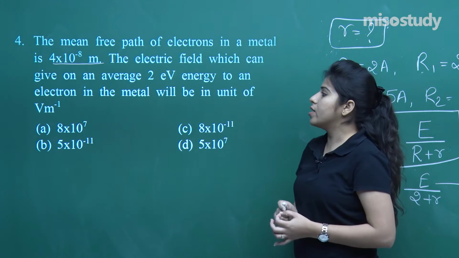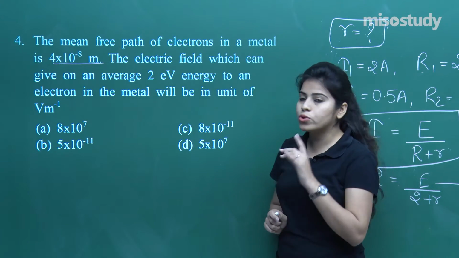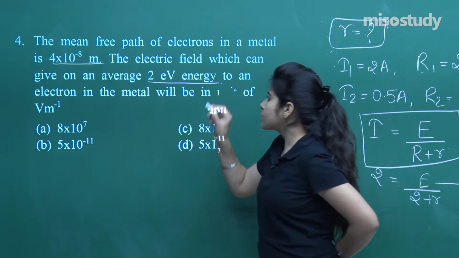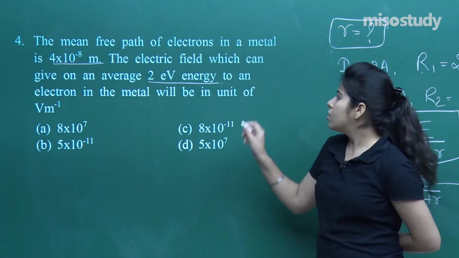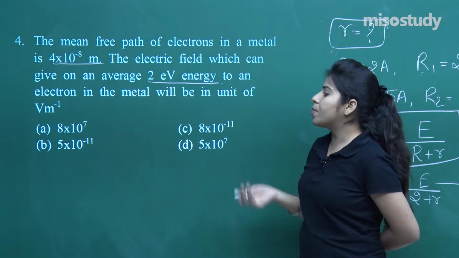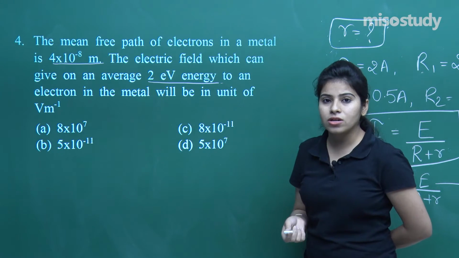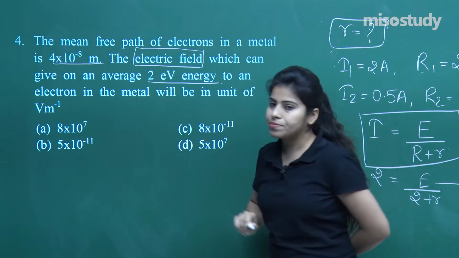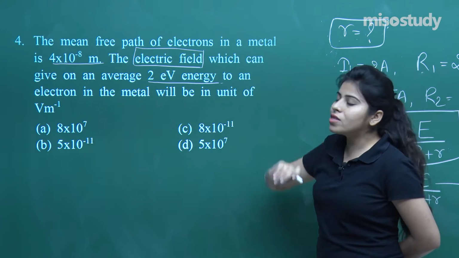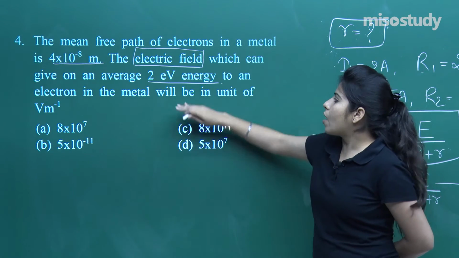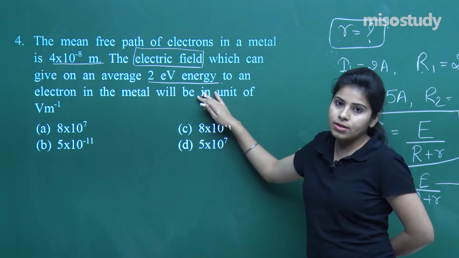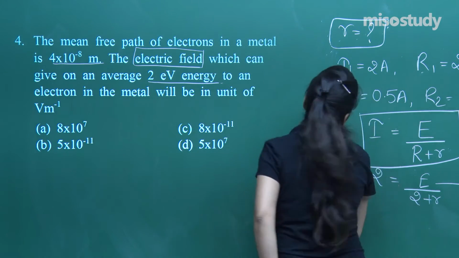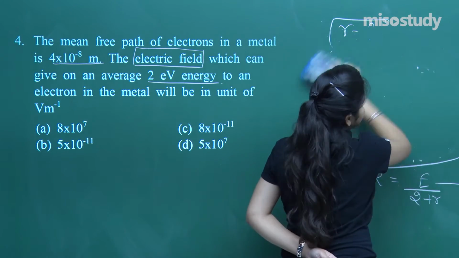The electric field which gives an average energy of 2 electron volt to an electron in the metal will be in the unit of volt per meter. So basically, if you focus, we have to find the electric field. We have been given the mean free path, right? We have been given the 2 electron volt energy, right? What we have to find out is the electric field.